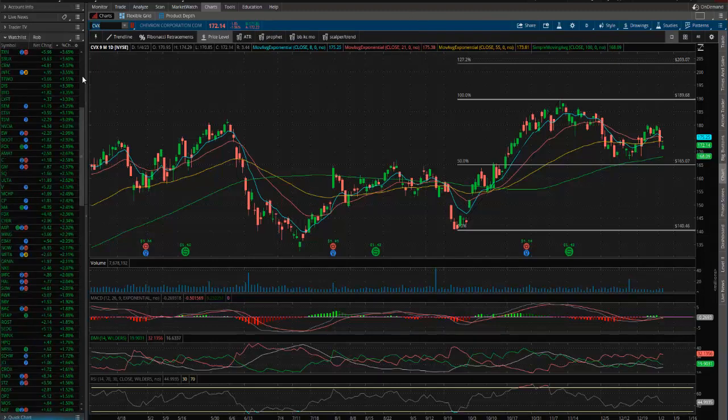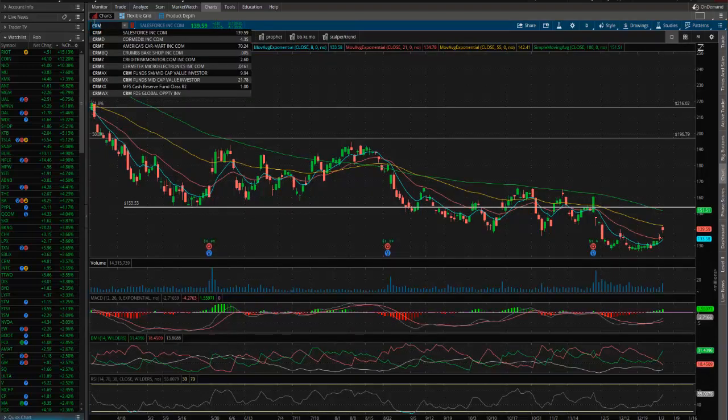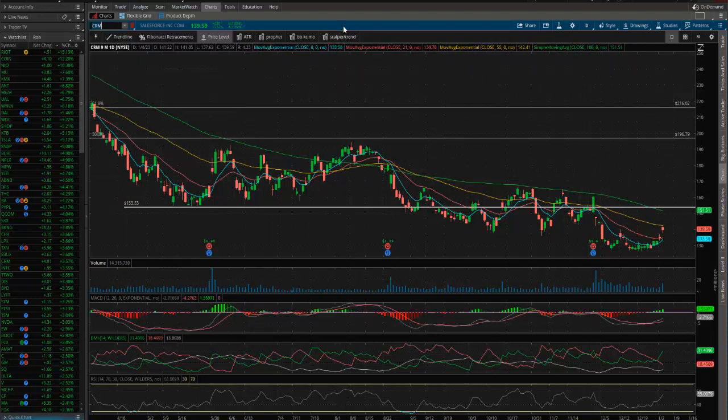So I'll just hit here, pause the screen, take a look at what I have that's up a lot. Again, a CRM I know had some news. I can't remember if it was this morning or yesterday morning. Not really doing anything to that chart. Not a whole lot of great looking charts. We already know that.